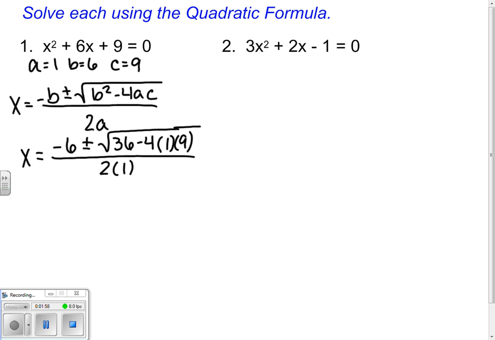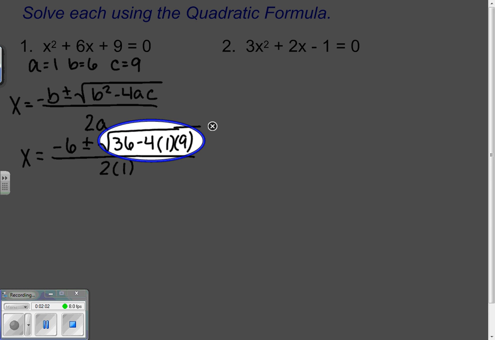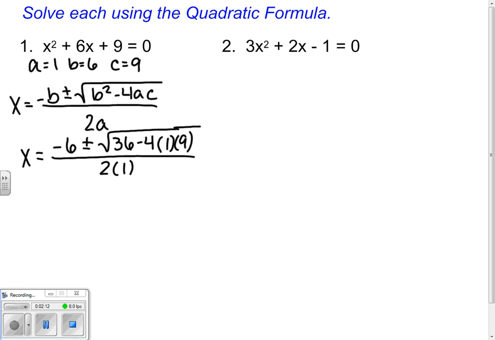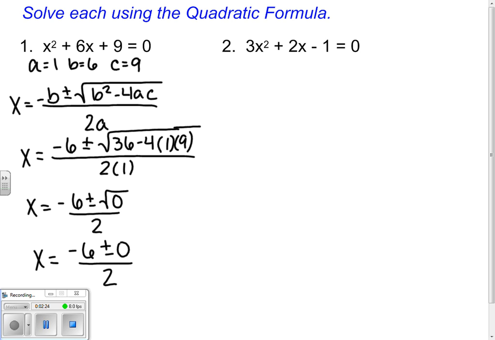So the first part that you're going to focus on for actually evaluating is what's underneath the radical. So you'll see if you type that into the calculator exactly the way that you have it, you get 0. It's 36 minus 36, which is 0. So what I really have is negative 6 plus or minus the square root of 0 over 2, because 2 times 1 is 2. And the square root of 0 is 0. So I have negative 6 plus or minus 0 over 2.